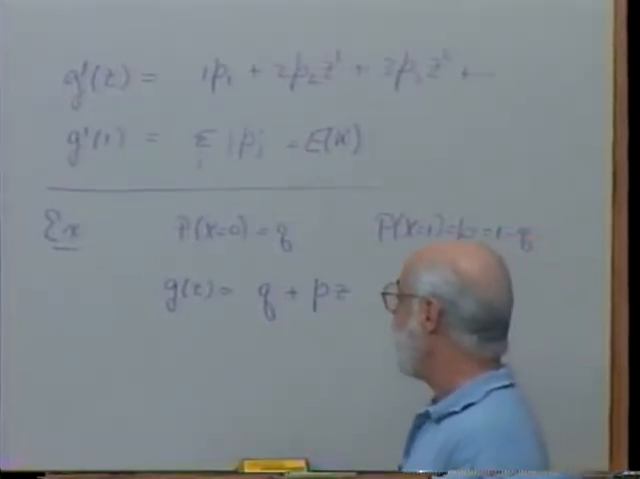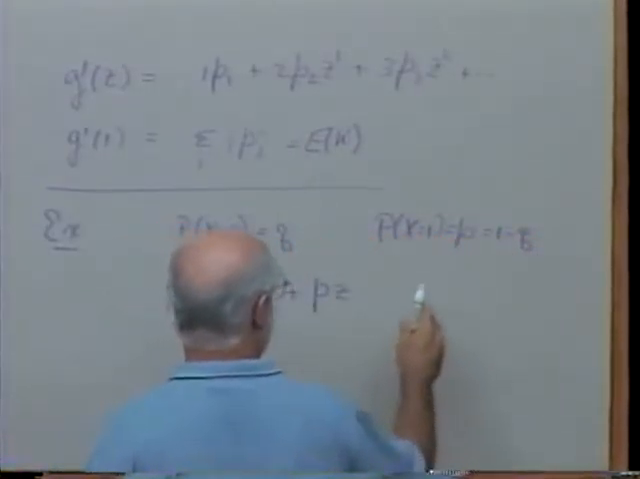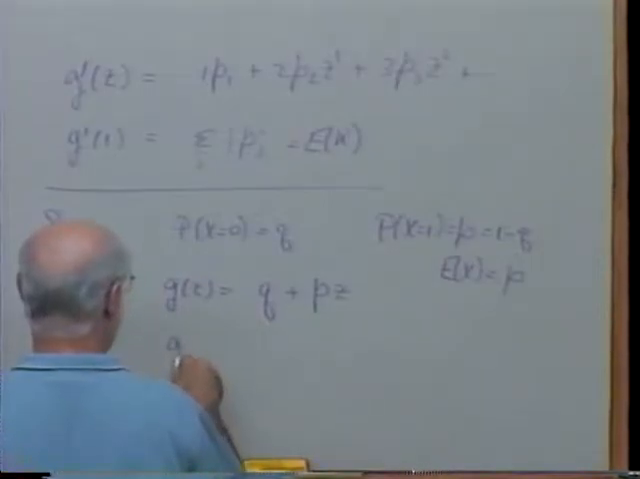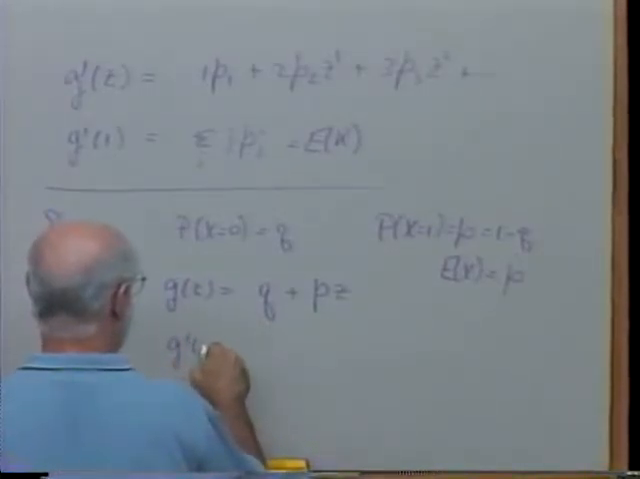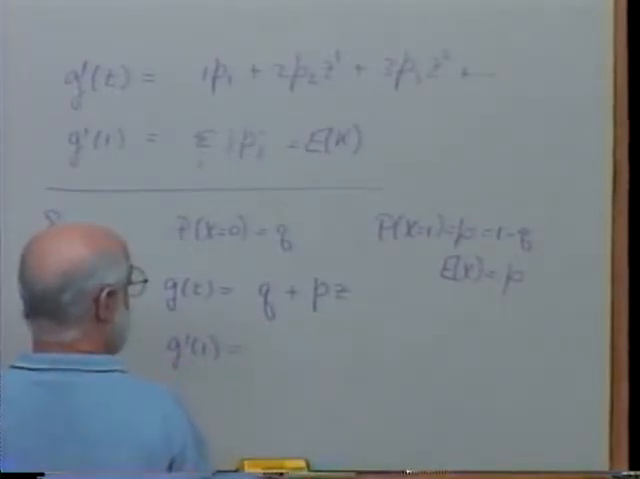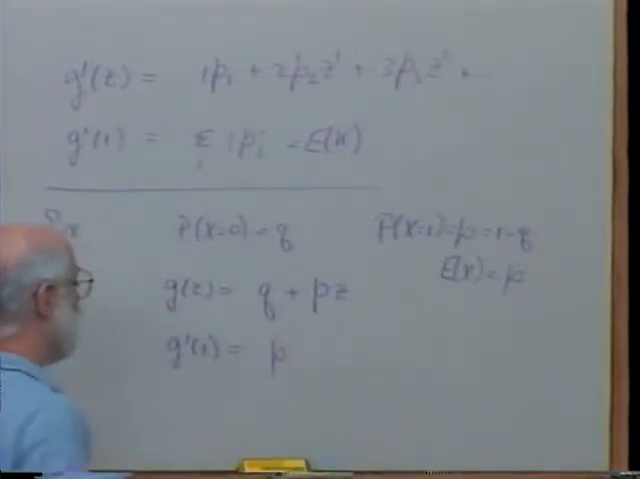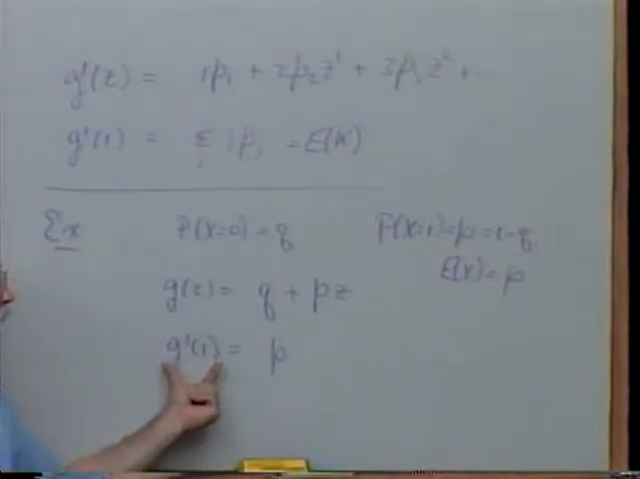If I wanted to calculate the expected value, which of course we know that the expected value of such a random variable is p, then all I would do would be to differentiate this and set z equal to 1. When I differentiate it, I get simply p, and setting z equal to 1, well, the z is already gone, and so there's my answer. So that's the expected value.